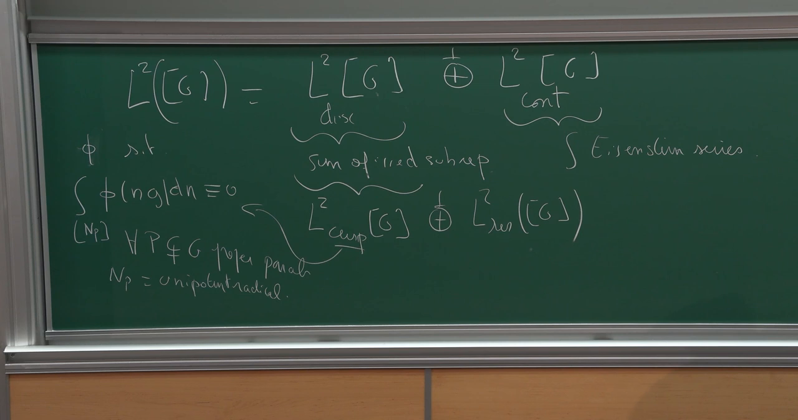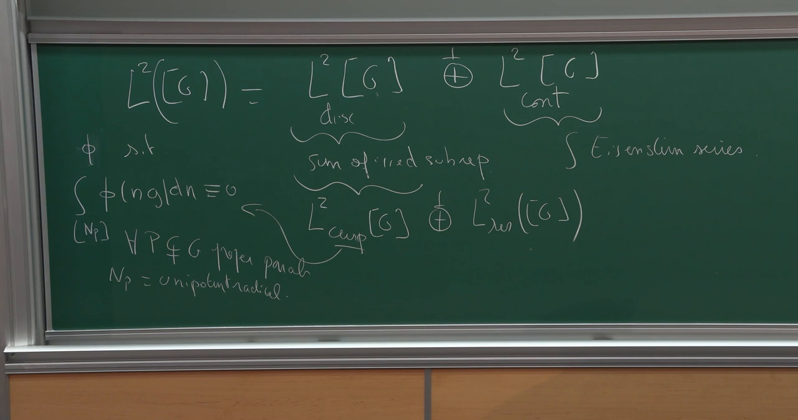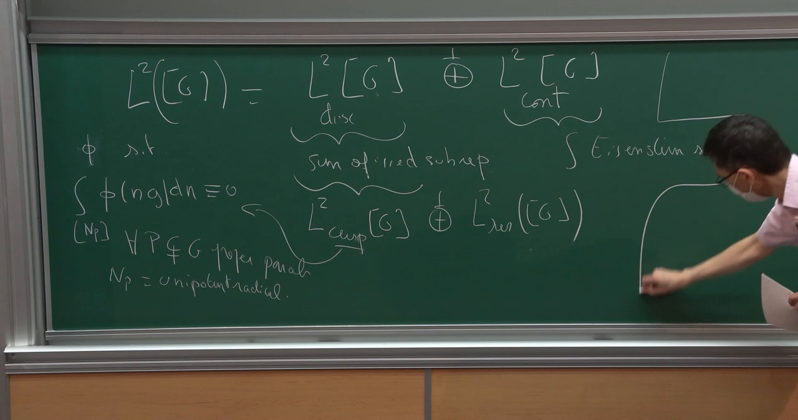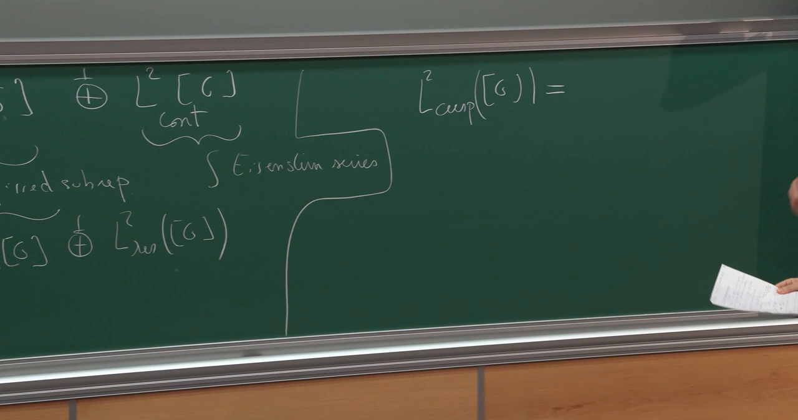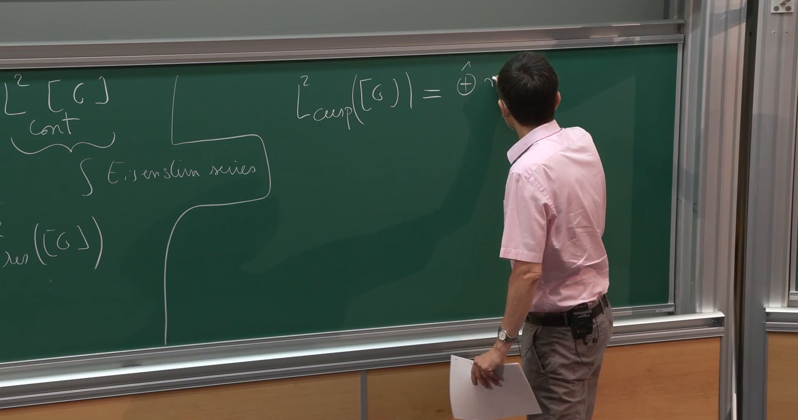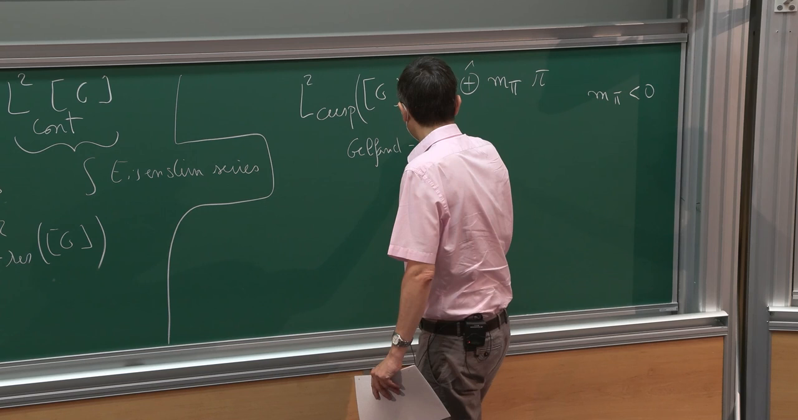So in some sense, the most important part of the spectrum is the cuspidal spectrum. This is the most mysterious part, in some sense, but from the analytic point of view, this is the easiest part. And the cuspidal part of the spectrum is a sum of irreducible representations with some multiplicities. The multiplicities are finite, which is known by Gelfand and Piatetski-Shapiro.